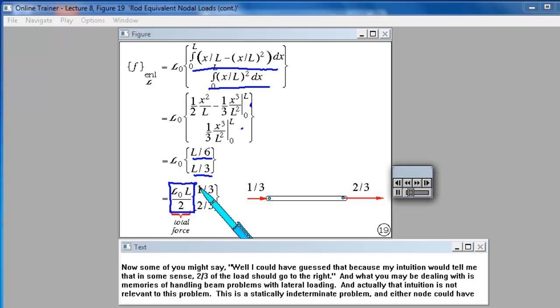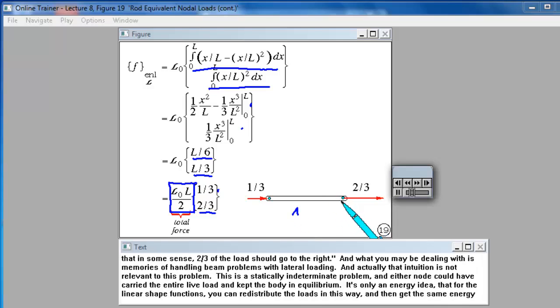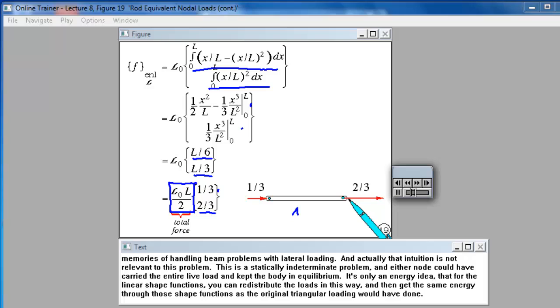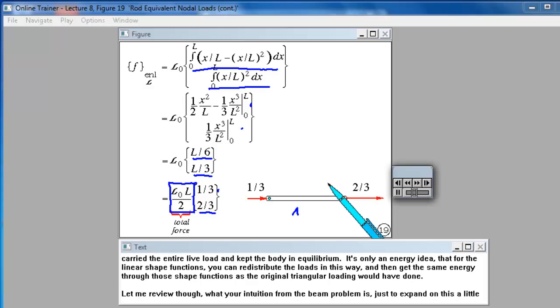load appearing on the left here, and then showing that 1/3 of it acts at the left node and 2/3 at the right node, and I've sketched that over here. Now some of you might say, well, I could have guessed that because my intuition would tell me that in some sense 2/3 of the load should go to the right. And what you may be dealing with is memories of handling beam problems with lateral loadings. And actually that intuition is not relevant to this problem.